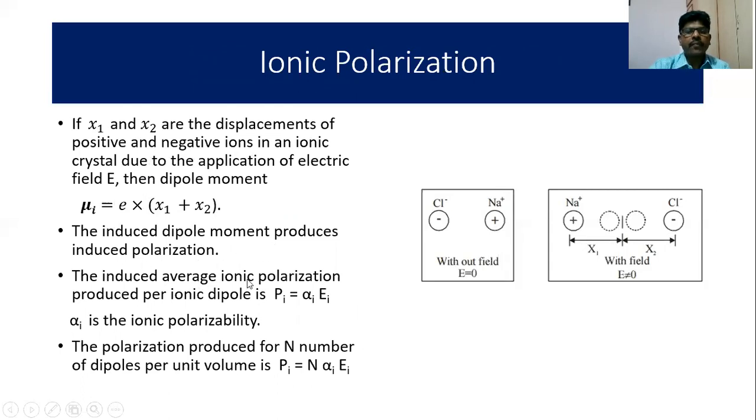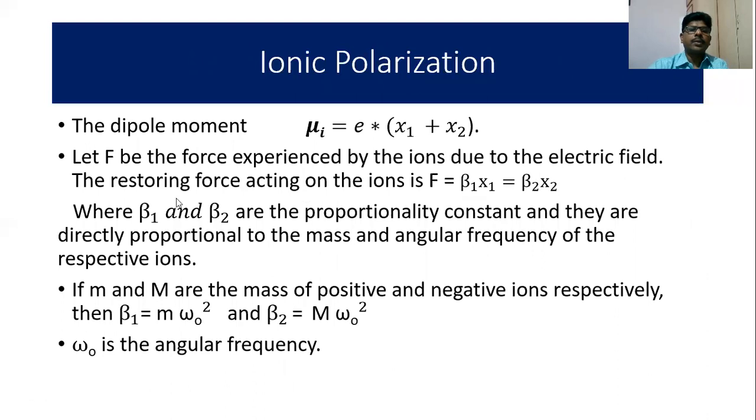The induced average ionic polarization produced per ionic molecule is Pi is equal to alpha I into Ei, where alpha I is the ionic polarizability. The polarization produced for n number of dipoles per unit volume is Pi is equal to n into alpha I into Ei. We shall calculate the dipole moment mu I is equal to charge into (x1 plus x2). We will try and get the values of x1 and x2 first.